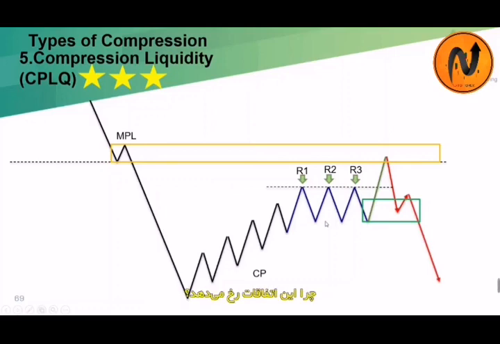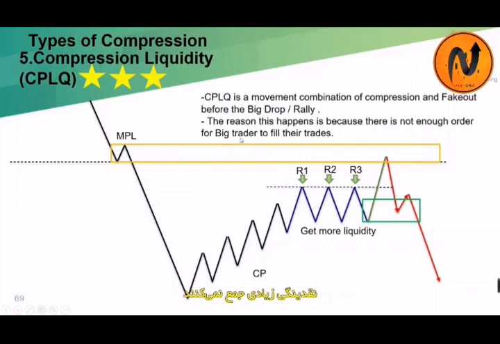So why does this thing happen? It's because when the big players create the compression movement, it does not get enough liquidity. So the big traders will find another way to fill in their orders. They'll make another fake out to get their orders all filled. So the price went up before it comes down. So this is a CPLQ.